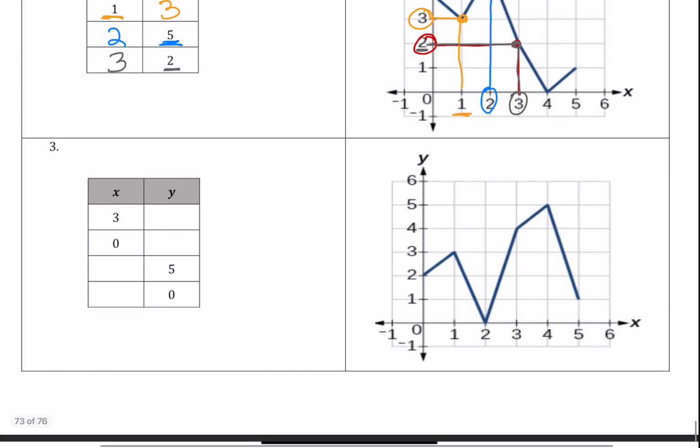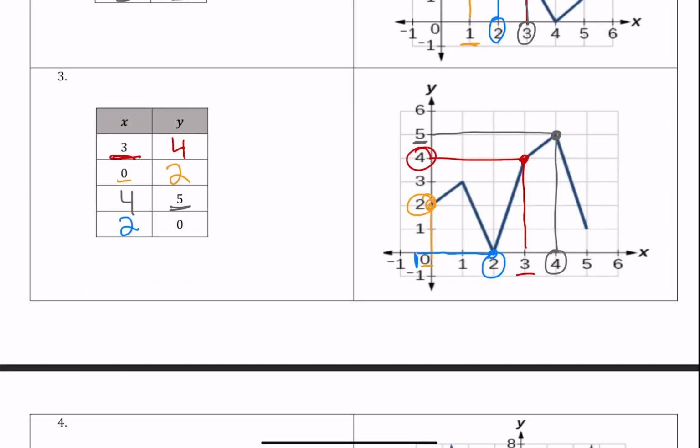I want you guys to try 3 on your own. All right, so here are the answers for 3. I put them in colors so that way you can check to see where you might have gone wrong.